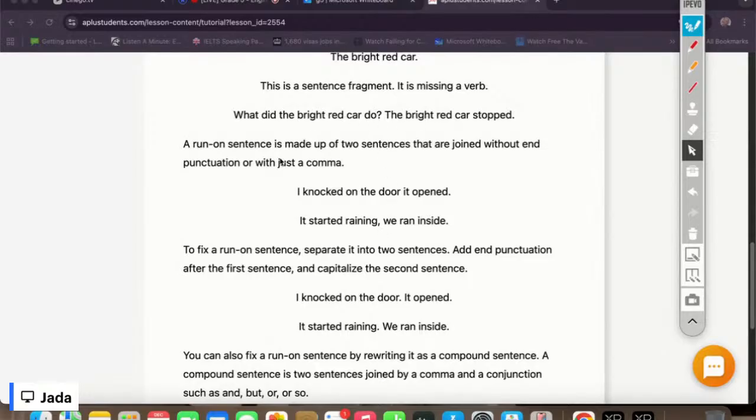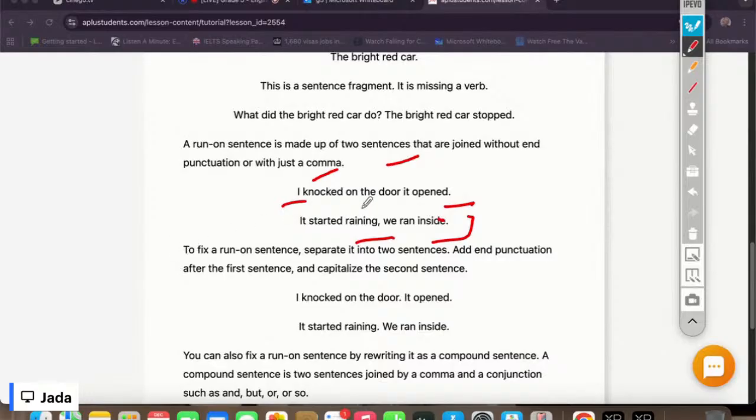And then we have the run-on sentence. A run-on sentence is made up of two sentences that are joined without end punctuation or with just a comma. Just like we have here, "I knocked on the door, it opened." You can see there are two sentences joined together without end punctuation. "It started raining, we ran inside."